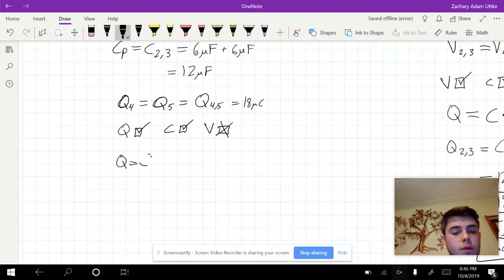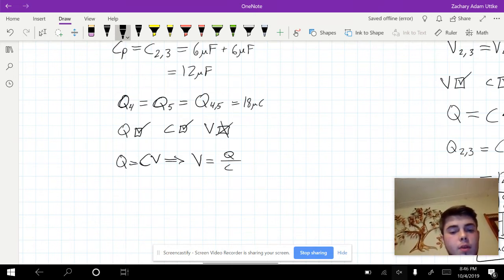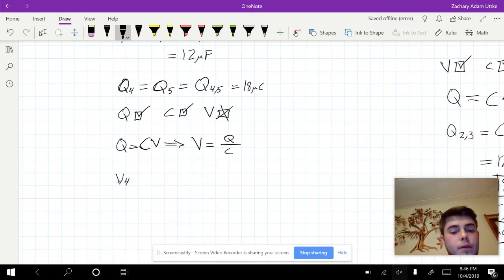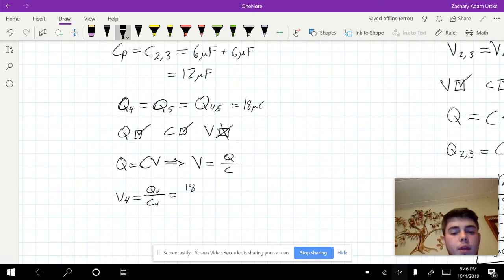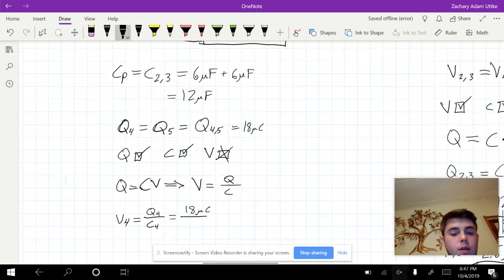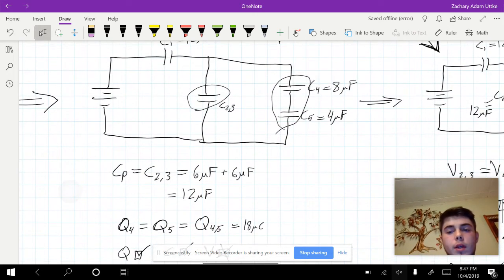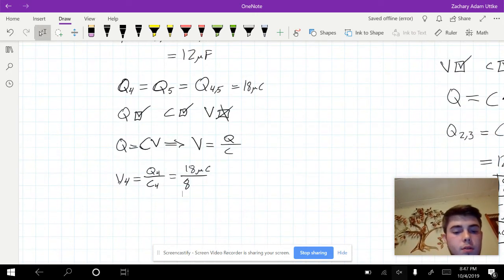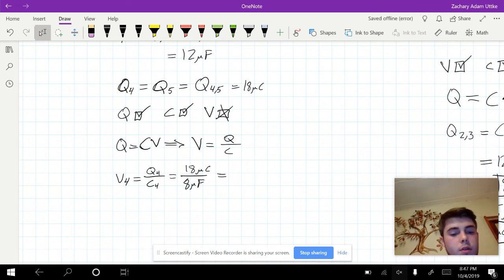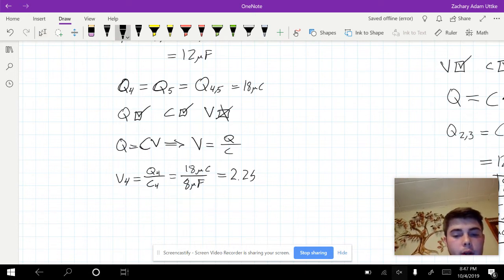So again, rearranging this equation, V equals Q divided by C. So if we're looking for V4, it'll equal Q4 divided by C4. And Q4 is going to be the 18 microcoulombs divided by the capacitance, 8 microfarads. Okay, so let's see what we get. 18 divided by 8, 2.25 volts.